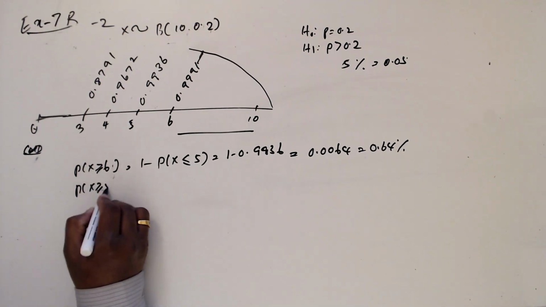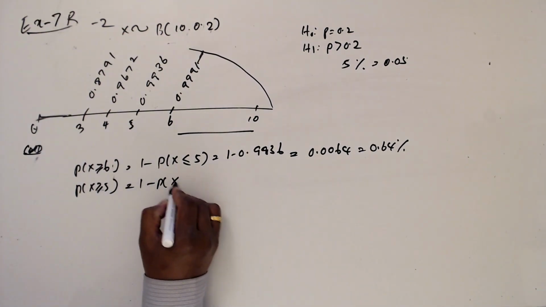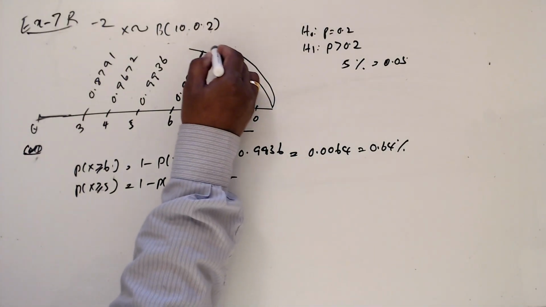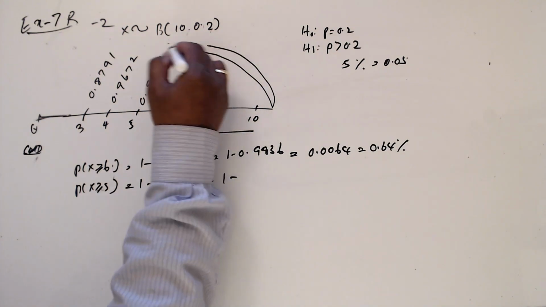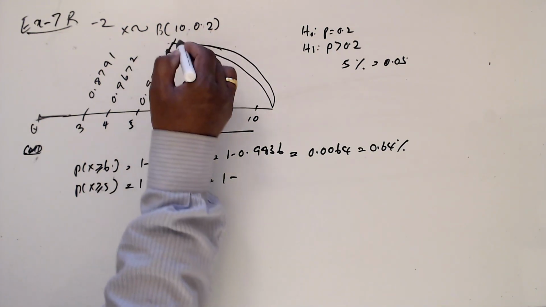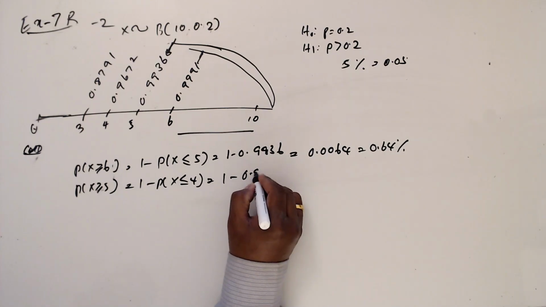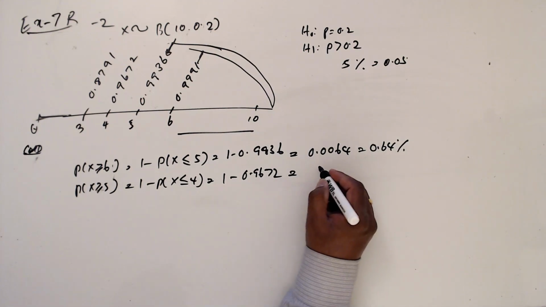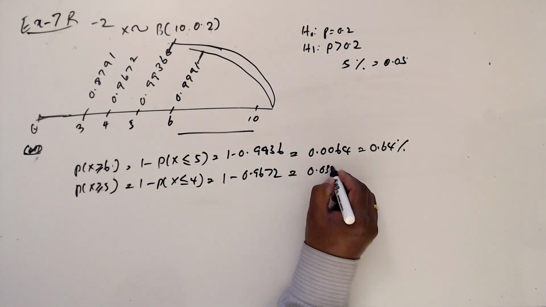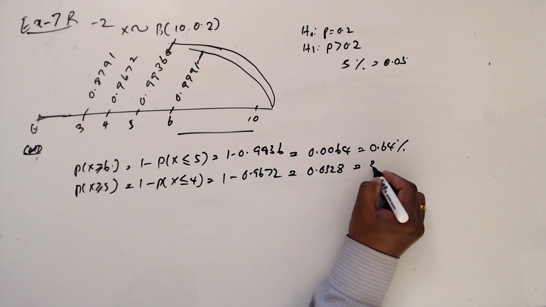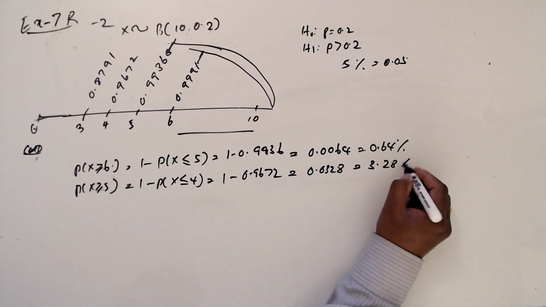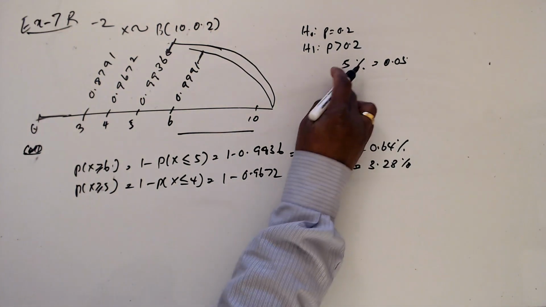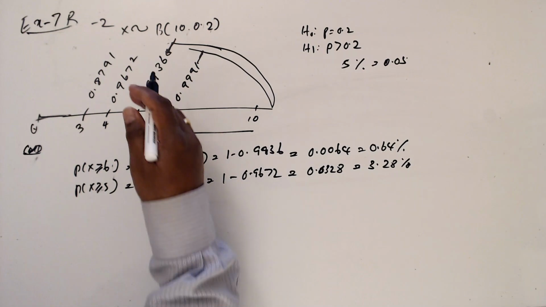Probability of x greater than or equal to 5 means 1 minus probability of x less than or equal to 4. So up to 4 here, up to 5 now. When you subtract 0.9672 from 1, that probability is going to be 0.0328, that is 3.28% as a percentage. It's still not 5%, so we need to go further.